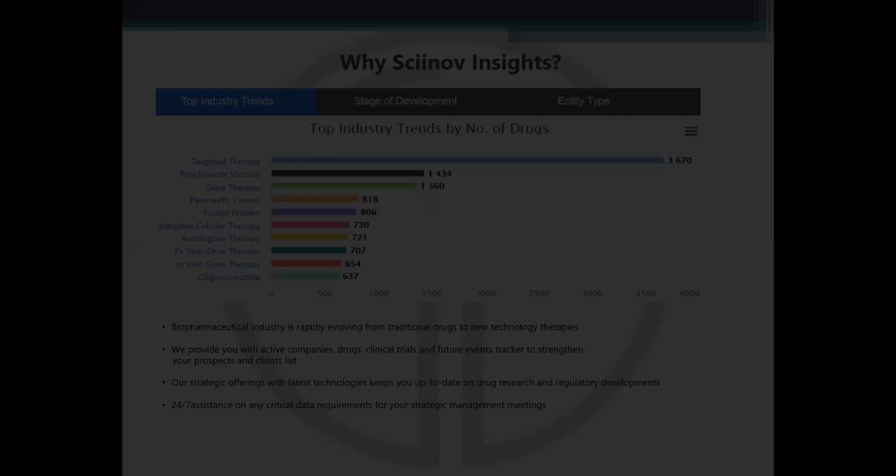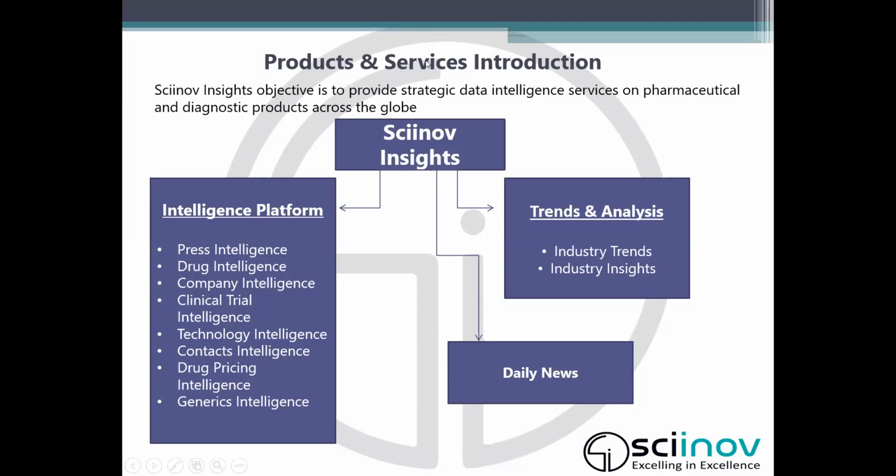from the Sciinov. Okay. So overall, we have intelligence platforms, trends and analysis. Within that, again, industry trends and industry insights. So under intelligence platform, sorry, we have press intelligence. This database covers complete real-time news across the globe from the pharmaceutical industry. All companies' news, whether it is research or regulatory approvals or any drug-related or clinical trial results, we try to capture under press intelligence.